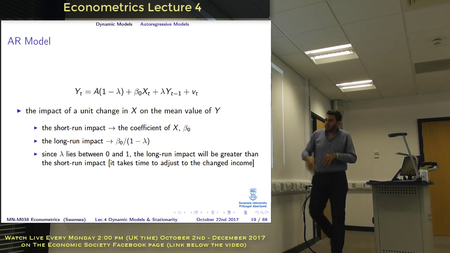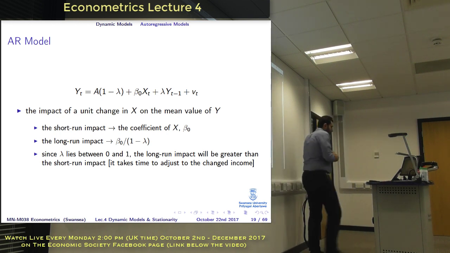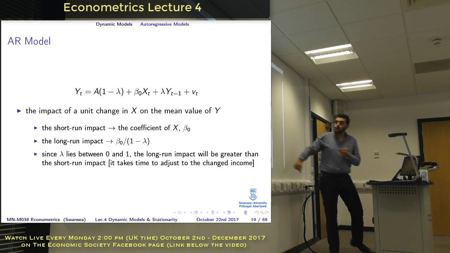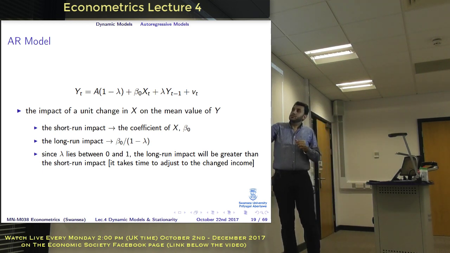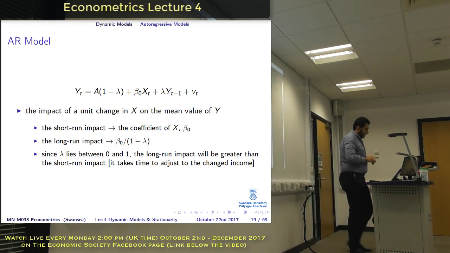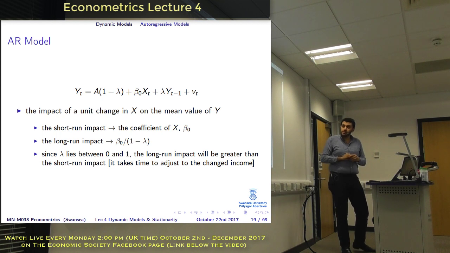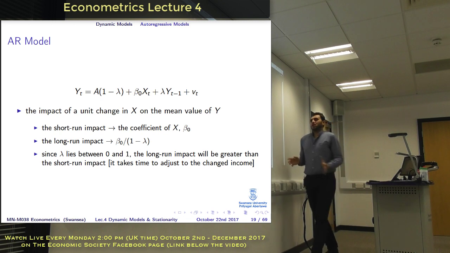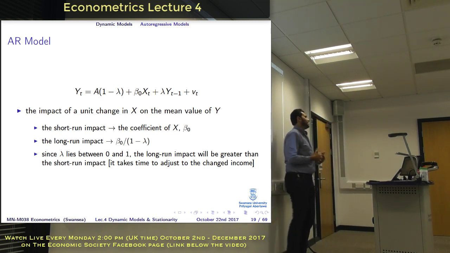And that means, because it takes time to adjust to the changed income, if you look at the total impact compared to only beta, the ultimate impact of a change in income will be greater than the short run impact, which is the beta 0 in this equation. Okay, so we still didn't answer the main question. How are we gonna estimate this?